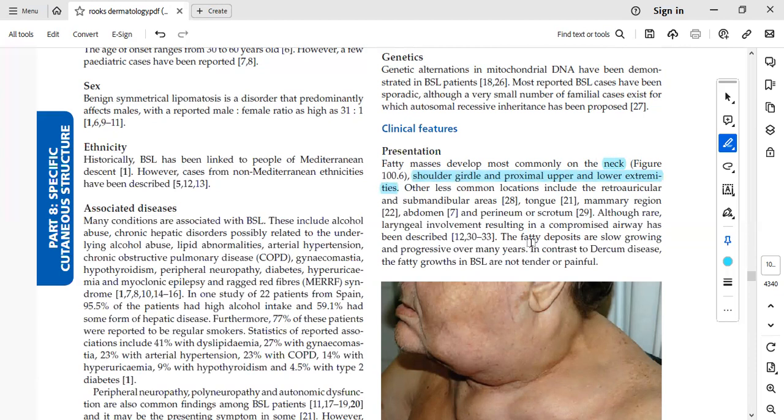Other less common locations include the retroauricular and submandibular areas, tongue, mammary region, abdomen, and perineum or scrotum. Although rare, laryngeal involvement resulting in a compromised airway has been described. The fatty deposits are slow growing and progressive over many years. In contrast to Dercum disease, the fatty growths in BSL are not tender or painful. In Dercum disease, the fatty growths are painful, while in BSL, these are not tender and not painful.